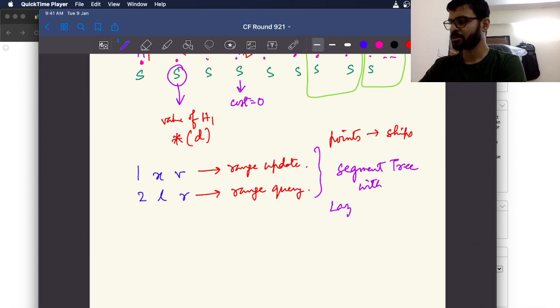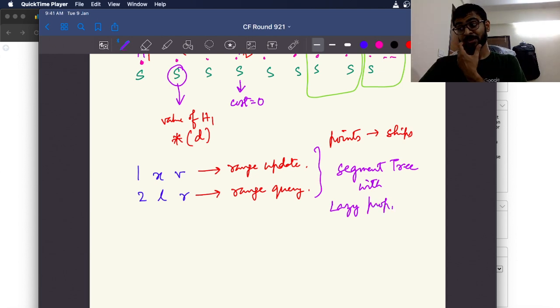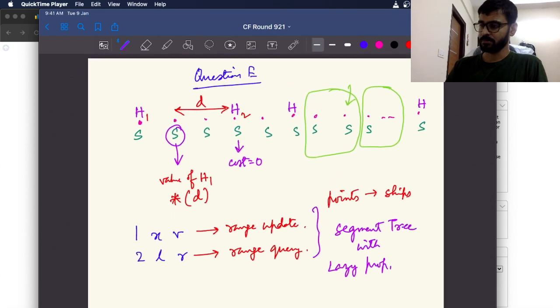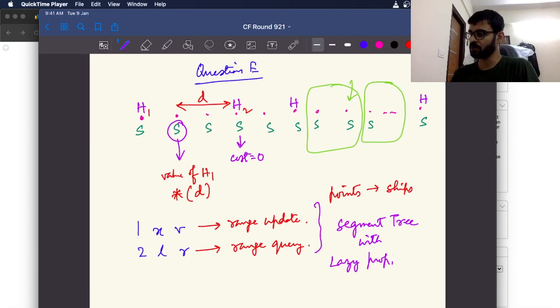If I'm not wrong, for this case we use lazy propagation. Why? Because with range update and range query, if you don't use lazy propagation, range update can take big O n time, which we don't want. So we have to use lazy propagation. Okay, so now what next?